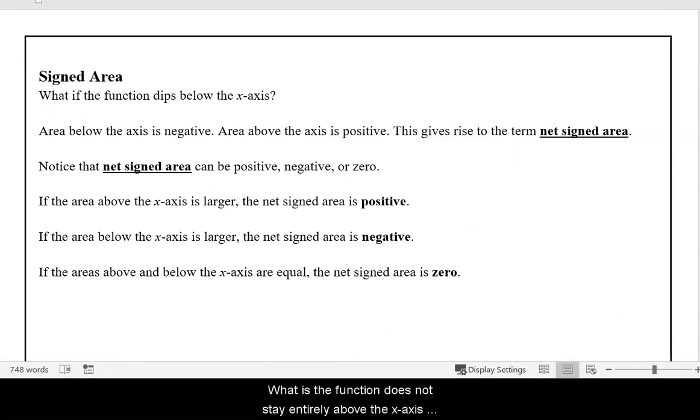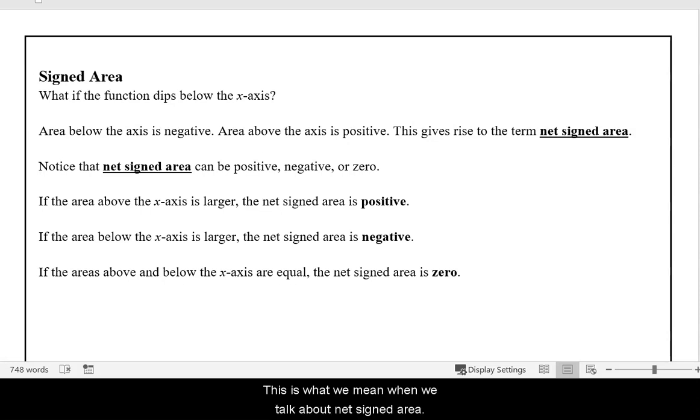What if the function does not stay entirely above the x-axis? What if part of the function goes below the x-axis? Because you go below the x-axis, that means the y value will be negative. Hence, when you multiply the y value by the width of the box, you should get a negative area. Area below the x-axis is negative, and area above the x-axis is positive.